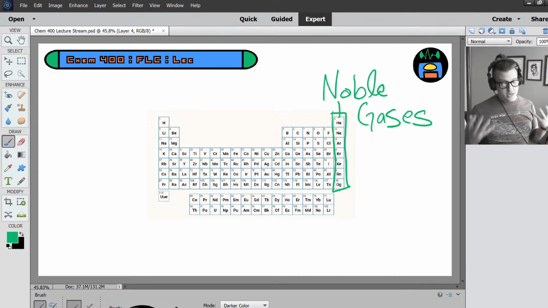These are very, very, very stable, so much so that many of the elements on the periodic table seek to emulate them in their electronic structure. They desire that stability, and they will react with other things to gain that stability. We'll spend a bunch of time talking about that in the coming weeks.